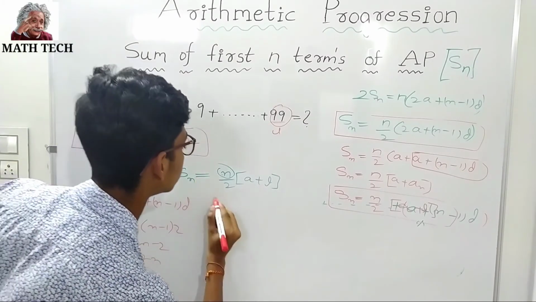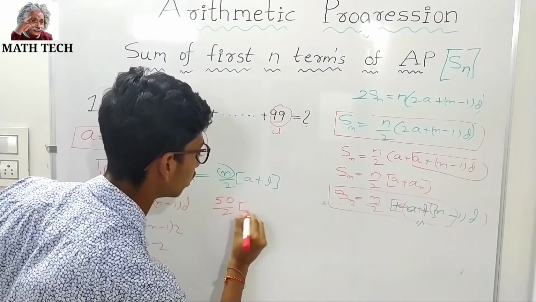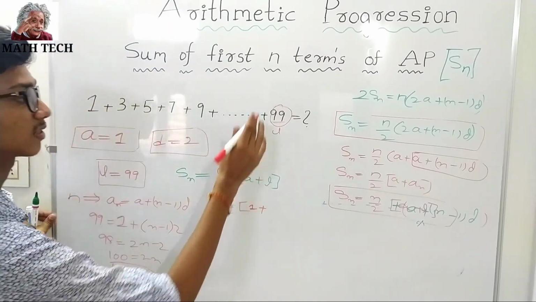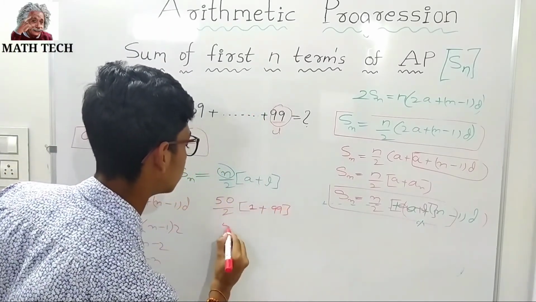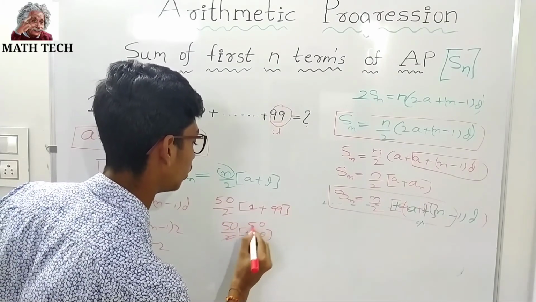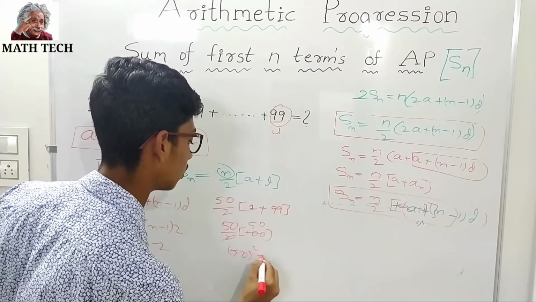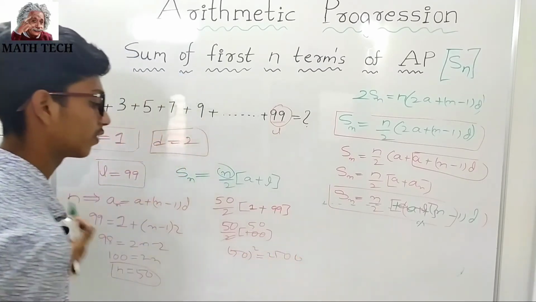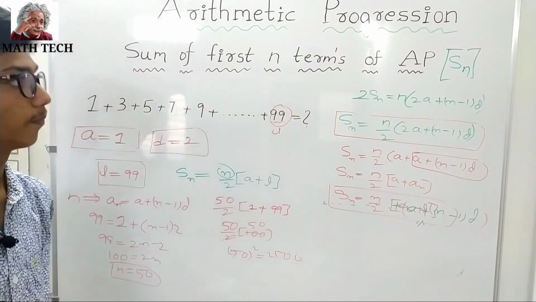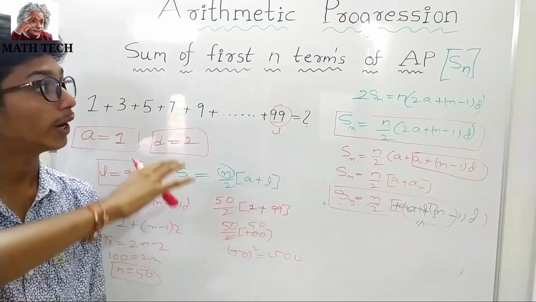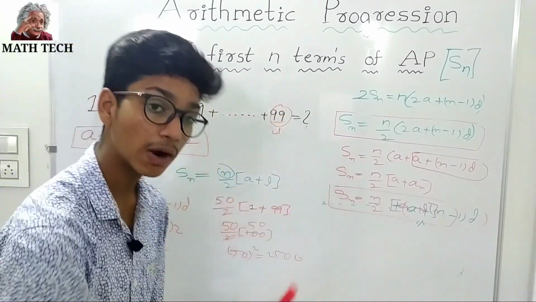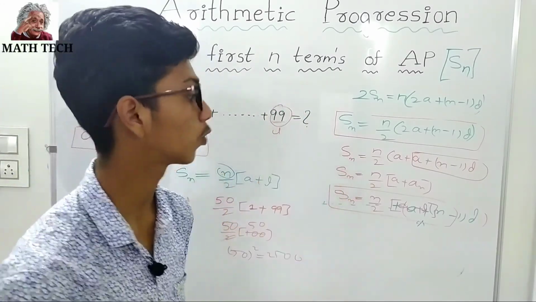So simply, 50 by 2 into a, which is 1, plus l, the last term 99, that is 50 by 2 into 100, that is 50 into 50, 50 square, or 2500. This is the value of 1 plus 3 plus 5 plus 7 up to 99. So this is a way of finding the sum of n terms of arithmetic progression. We have derived the formula for the sum of n terms of an arithmetic progression.